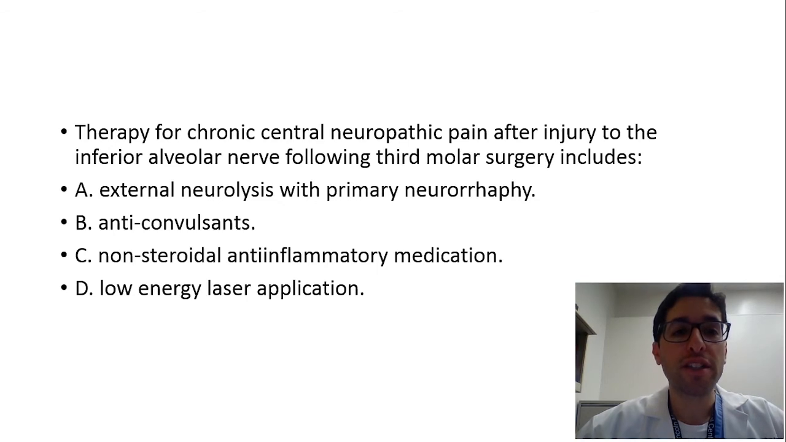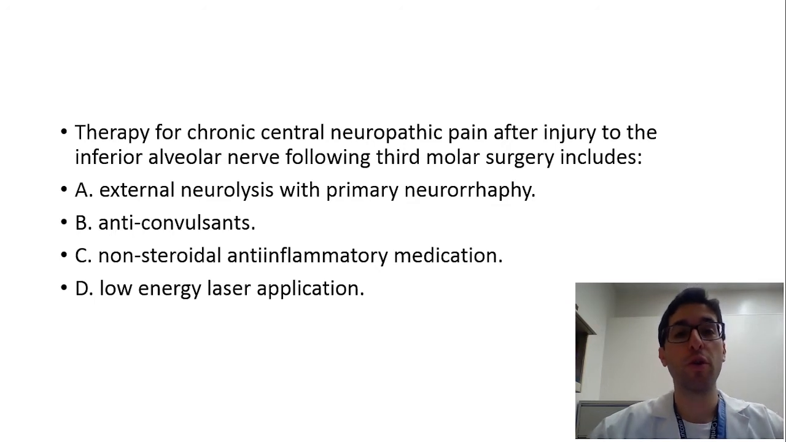Therapy for a chronic central neuropathic pain after injury to the IAN following third molar surgery. All right, so this is a great question. What are you going to do? You take out their wisdom teeth, their third molars, and then they get neuropathic pain. So are you going to do surgery on them? A is basically, are you going to do surgery on them? Well, that's a trick because they said the word central. So we know surgery won't work if it's central. So it's not that.